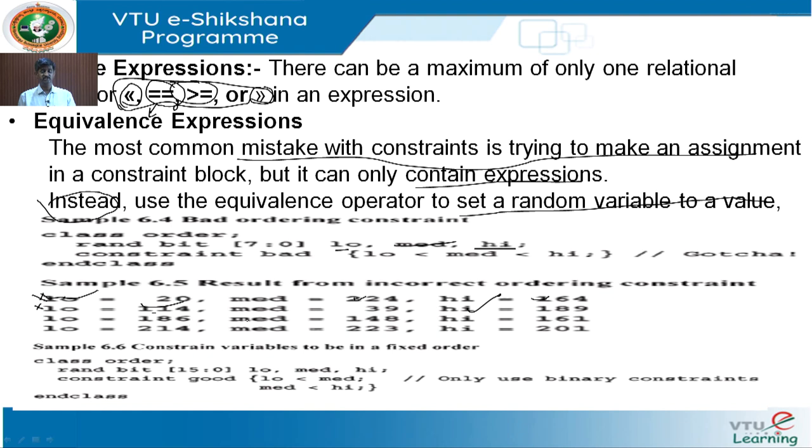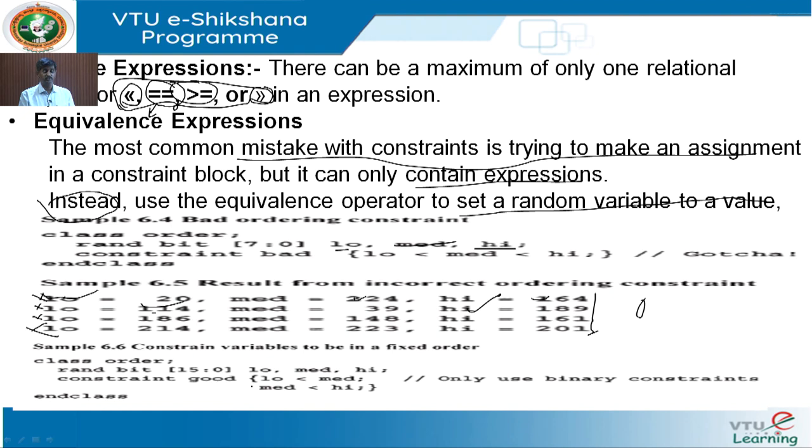Low will be 186, medium will be 148 and high will be 161. It is differently ordered, so it failed. Low will be 214, medium will be 223, and high will be 201. Again, there is an inconsistency between these three, so it also failed. The results will be an incorrect order. The generation itself will be in incorrect order, so all randomization check results will be 0.